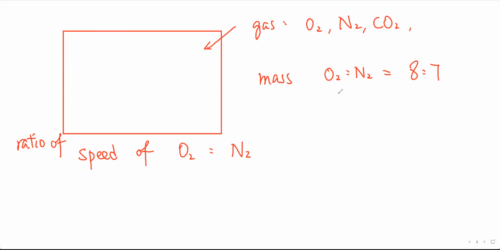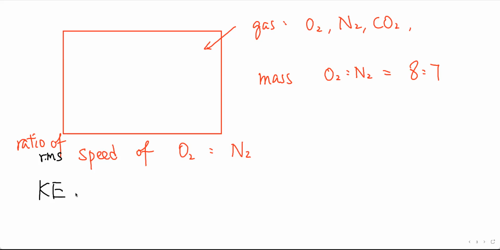Let's go back to take a look here. You will not be asked about the ratio of speed of the molecules. You will only be asked about the ratio of the root mean square speed. The short form for root mean square is RMS. How can we find this ratio if you just know about the ratio of the mass? Now you know that all the gases inside a container have the same temperature.